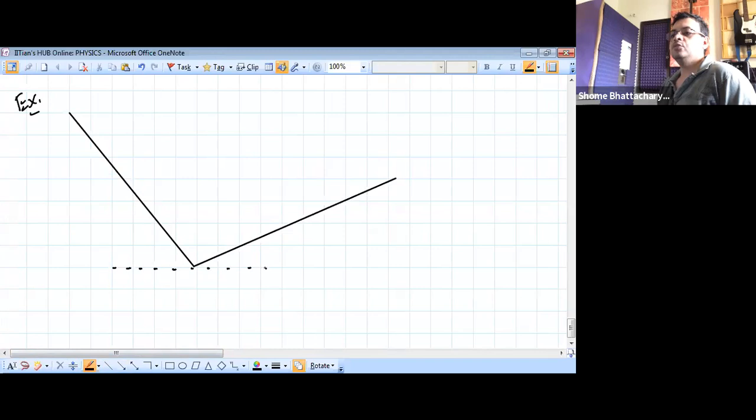We have a combination of two inclined planes, with this angle is 30 degrees and this angle is 45 degrees. Both are smooth inclines.